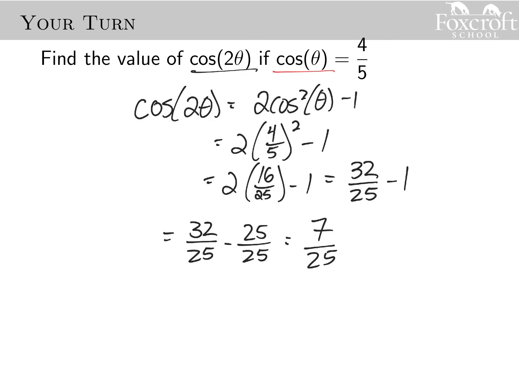And here's the solution I came up with. So in this case, I use that third identity on that slide where I only have to use cosine because that's what I'm given. I plug in the 4 over 5, square it, multiply by 2, subtract 1, and you get your final answer down here of 7 over 25.